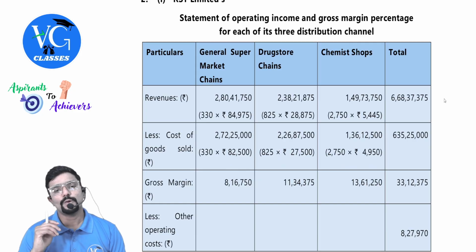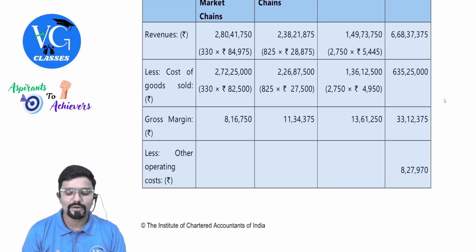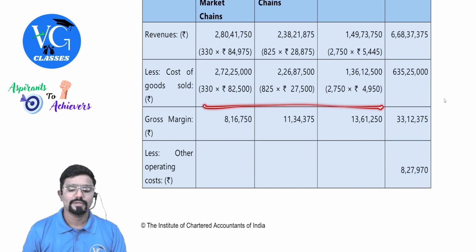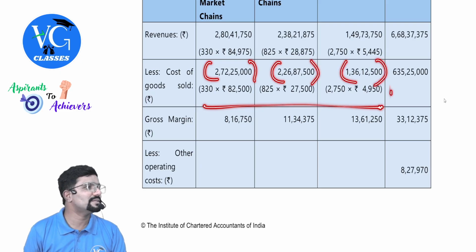Okay, sir. So number of deliveries is how much? 330, 825 and 2750. Now what do I get? Gross margin or gross profit. Whenever you are deducting anything, put it in bracket. Mohan, please rotate.